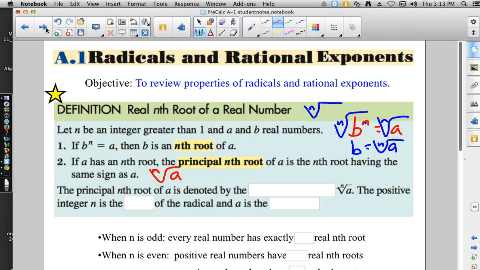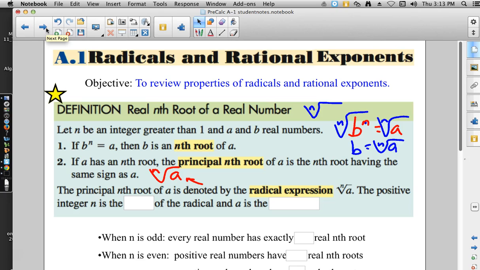But this is saying for the principal nth root, just look at what you have underneath the radical. That's called the radicand. And whatever sign that has, the principal nth root gets that same sign. So the principal nth root is denoted by the radical expression, the nth root of a. And the positive integer n is the index of the radical, and a is the radicand. So every part that we have when we write the nth root of a has a name.